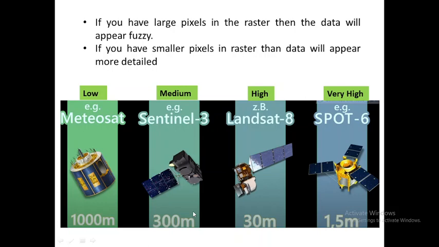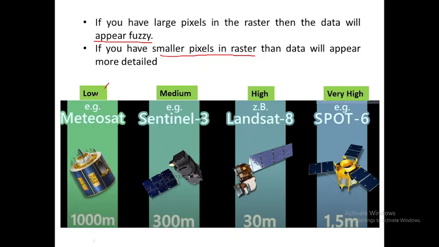Then we move on to high spatial resolution and low spatial resolution. If you have large pixels in the raster, then the data will appear fuzzy. The data will not be clear. If you have small pixels in the raster, then the image is more detailed and the smaller features will be more clear. You can see here the various satellites with their resolution.